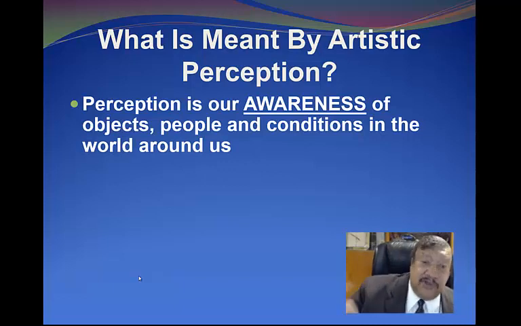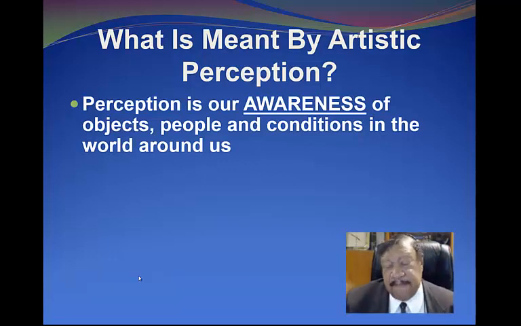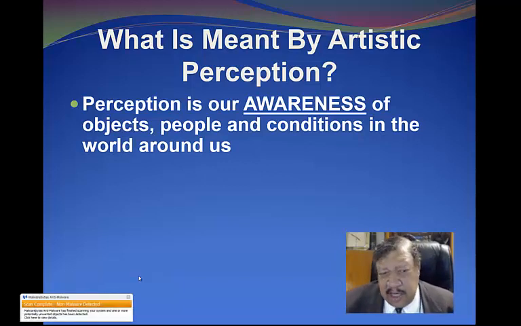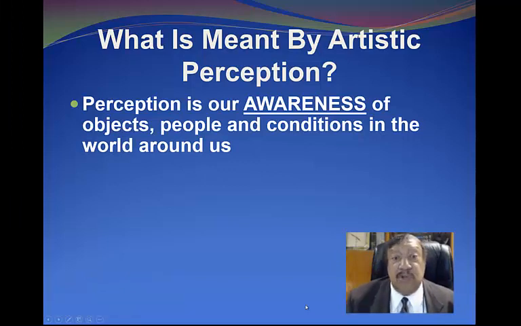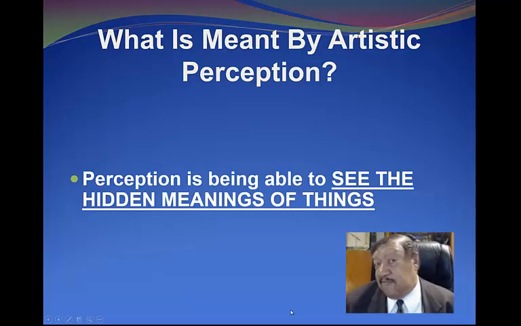They will walk over you because their minds are getting to the train, not seeing you as a person in need of help. So if you don't watch it, this is what we call object seeing. So perception is our awareness of conditions, and perception is being able to see the hidden meanings of things.